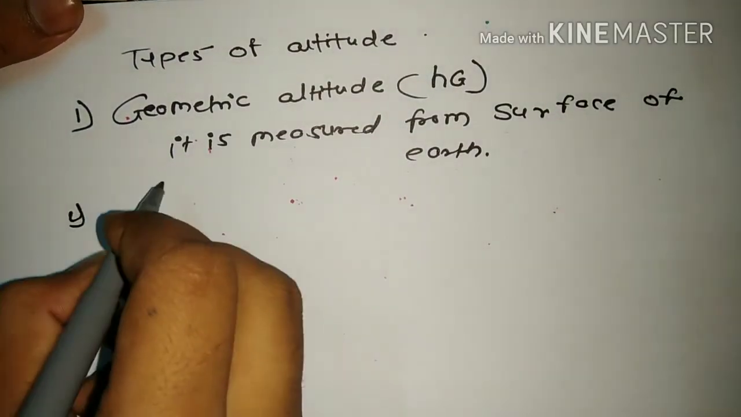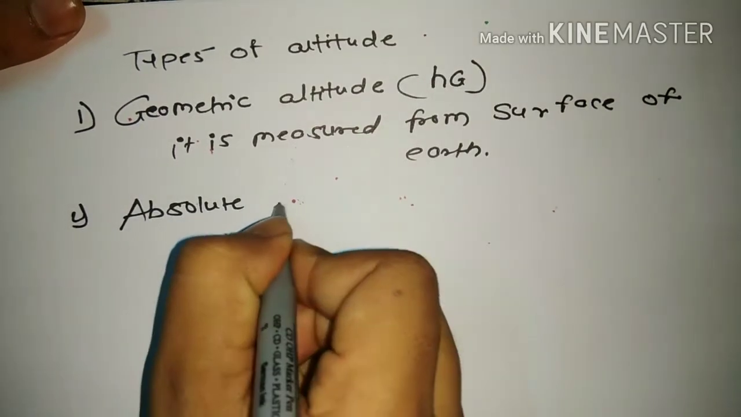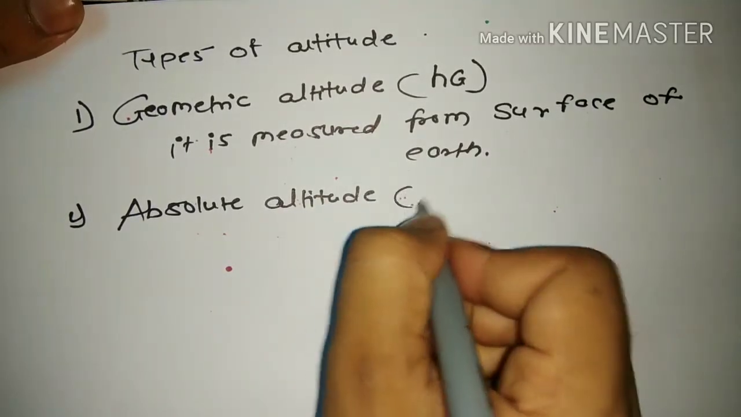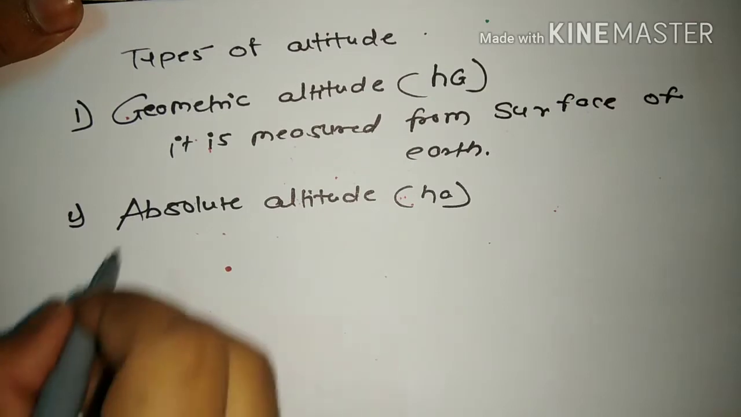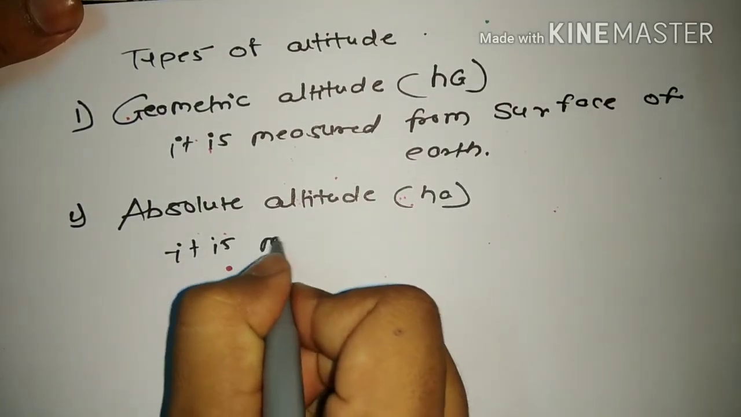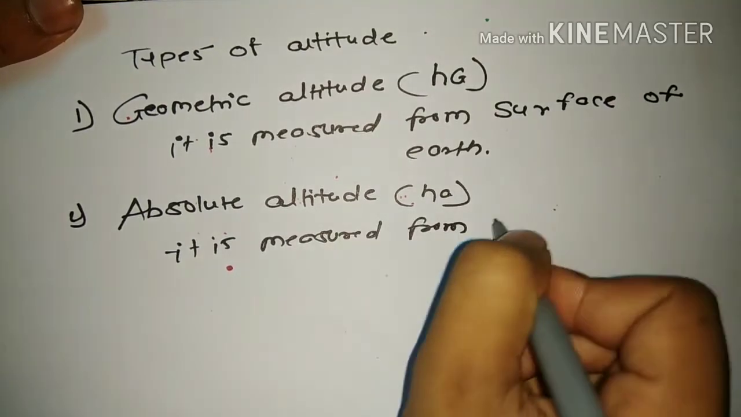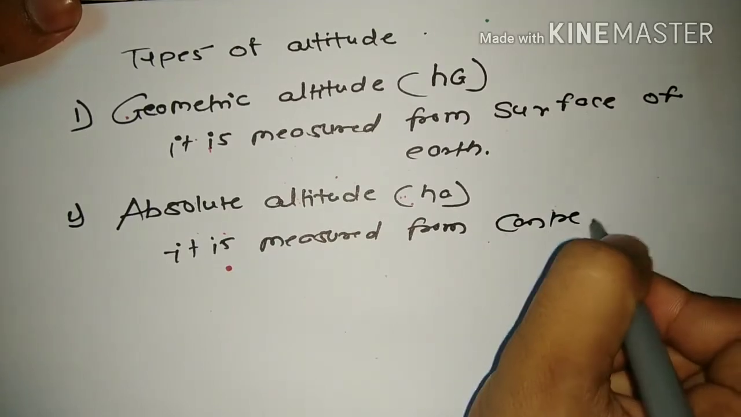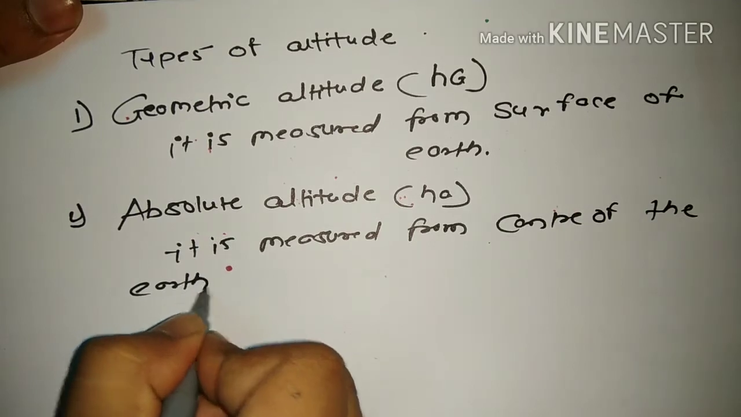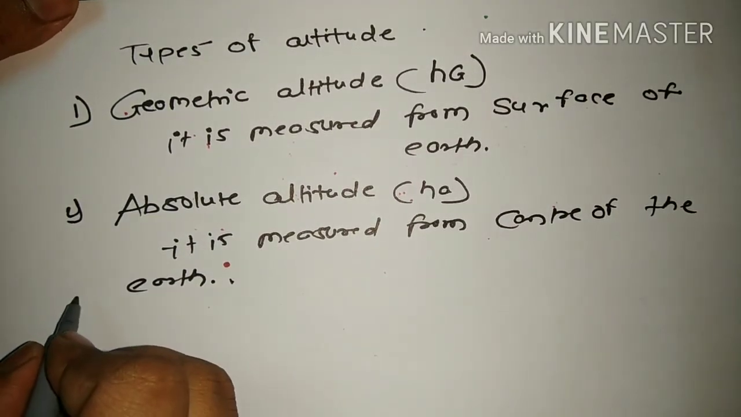Second one is absolute altitude, denoted by HA. It is measured from the center of the earth.